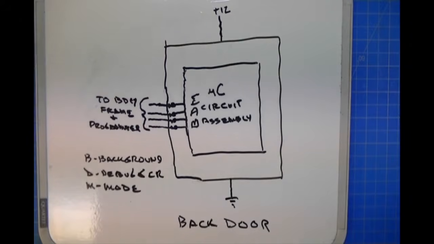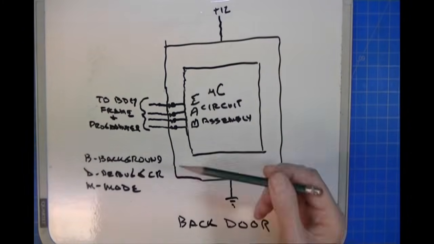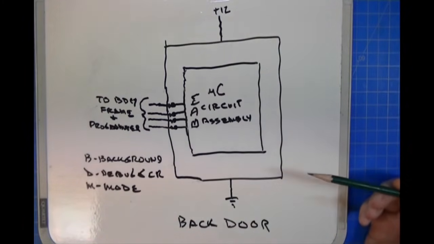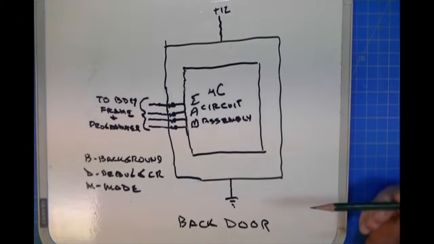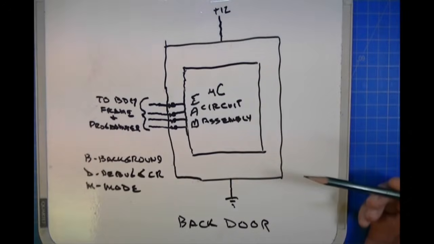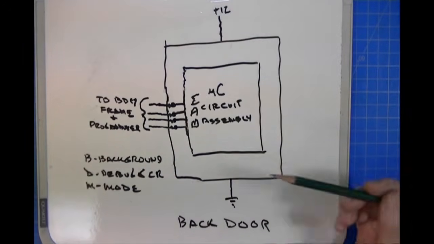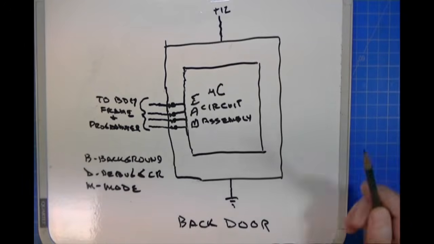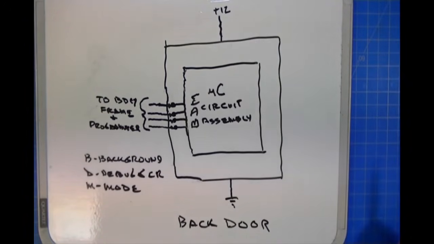Also, if you see how the background debugger works, basically, I've drawn here 4 lines. Usually, in reality, you should only need ground, power, and usually 1 pin to put it into background debugger mode. And then you need the background debugger pin, because the commands go into the background debugger. They're fast. They go in real quick.